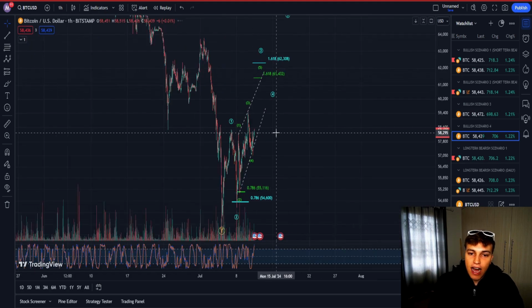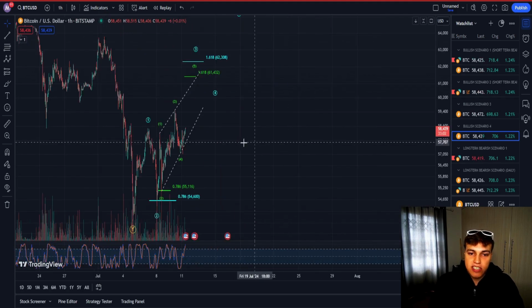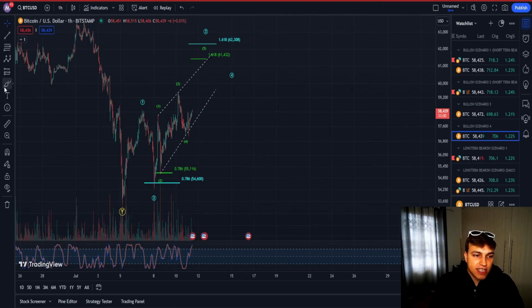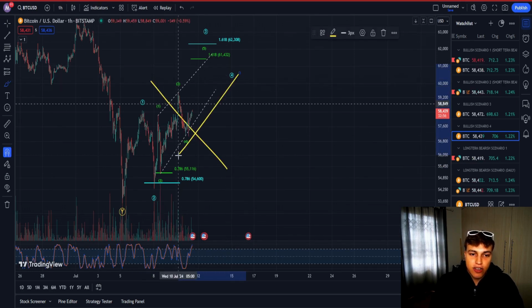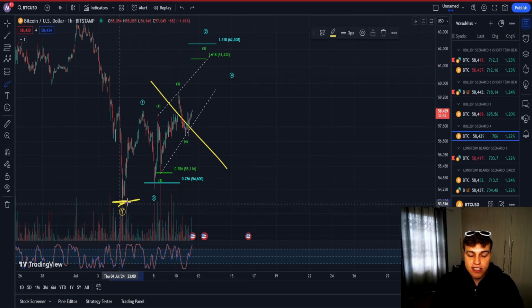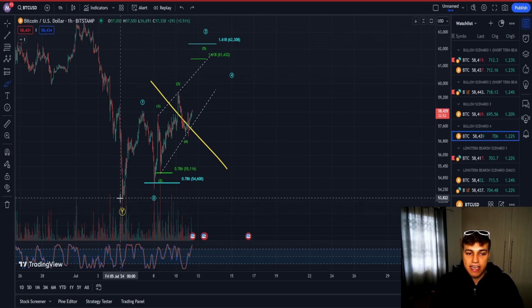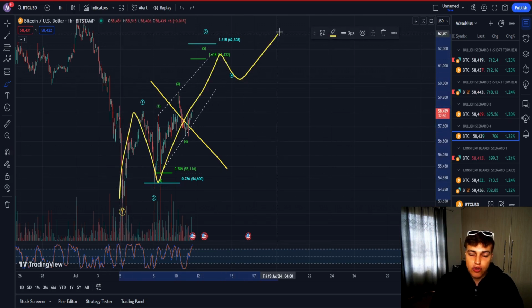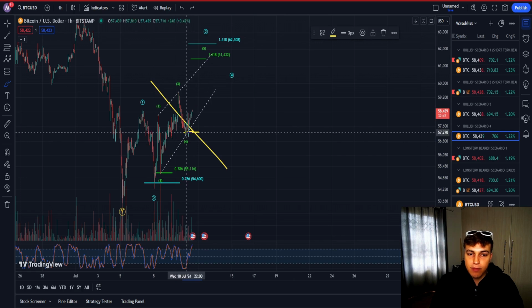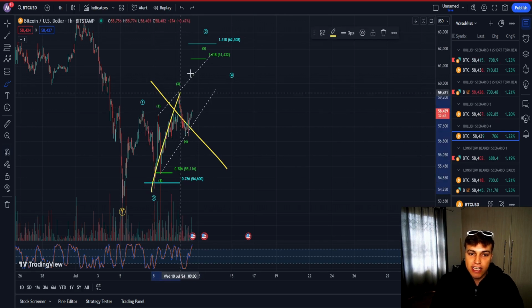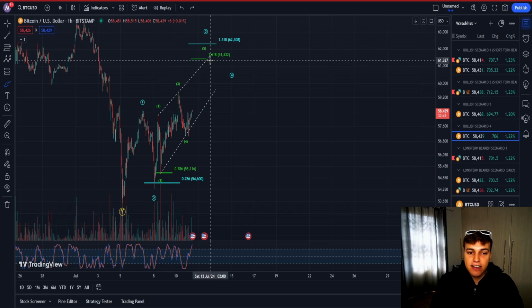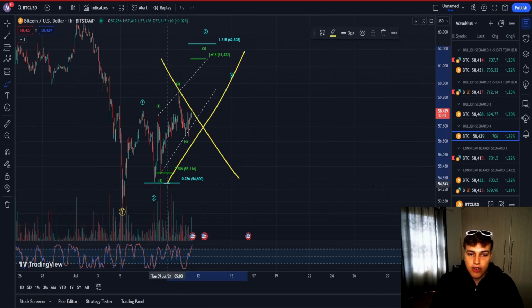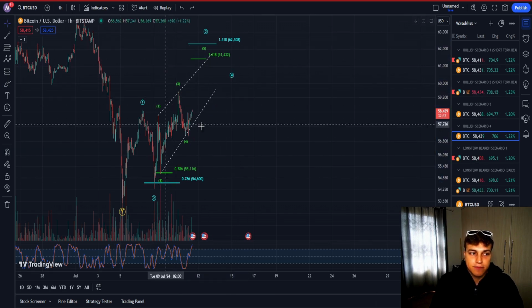On the fourth scenario, we can see that the 886 was touched. That invalidates the scenario, and we have not yet seen the low being in yet. This being a 1, 2, 3, 4, 5 was invalidated by this 4 being touched in the third wave. The third wave cannot be this diagonal, so this scenario has been invalidated.